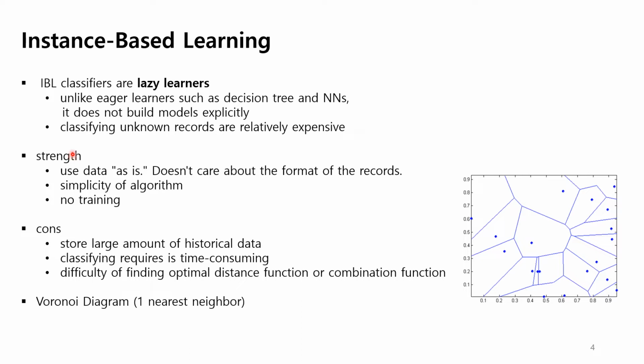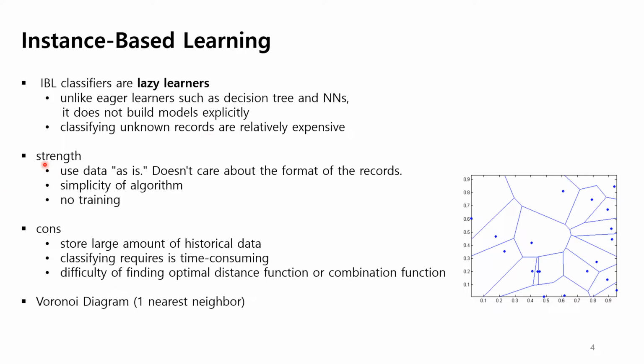So that's the difference. Unlike eager learners, other classification algorithms such as decision tree or neural net, it doesn't build the model explicitly. And classifying unknown new data is relatively expensive, because when it has new, unknown data, it has to read the entire training data. For each new data, it should read the entire training data. So if you have tons of training data, the algorithm is very slow at testing time.